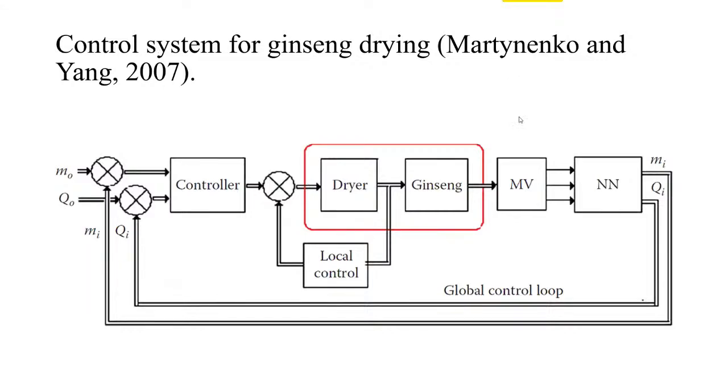Okay, thank you. How do we apply sensor and vision systems to help us in optimizing our drying? This is an example from Martinenko, a control system for ginseng drying.